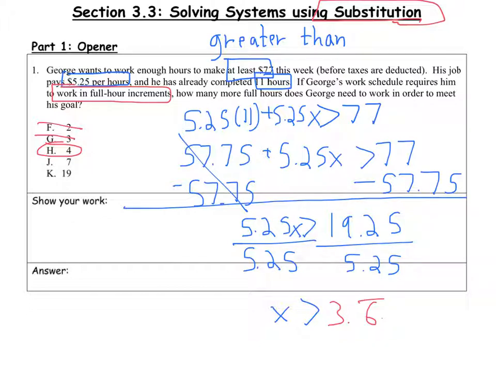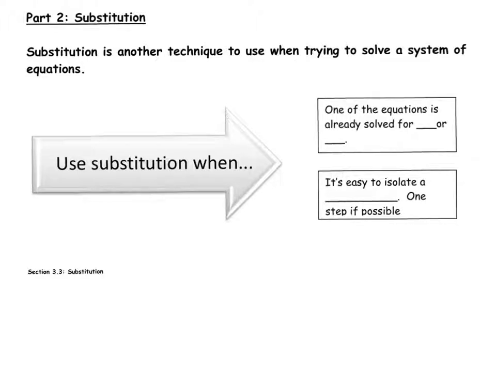All right. So let's keep going and let's talk about substitution. So far this chapter, we've talked about how to solve a system by graphing. We take the two equations, we set them equal to y, and then we graph them using the slope and y-intercept, and we look for where they cross each other or where they intersect. Today we're going to talk about substitution.